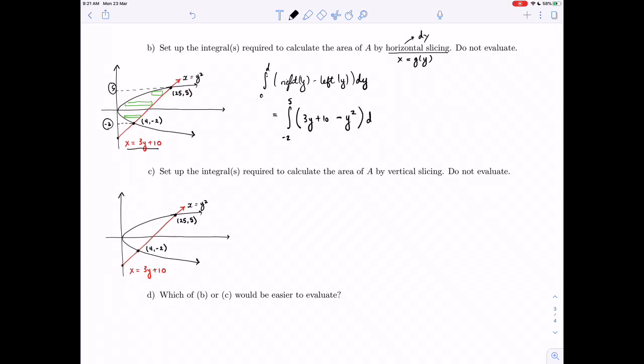And so there is nothing more to clean up, a very simple and straightforward integral. And so there is the answer. We're told not to evaluate, so we'll leave our answer there.